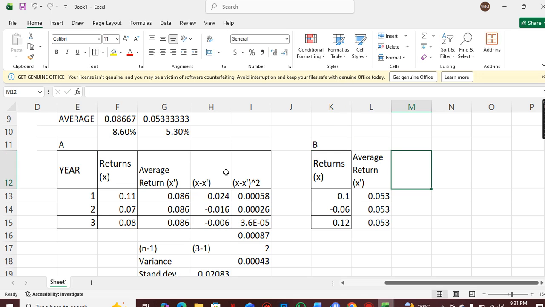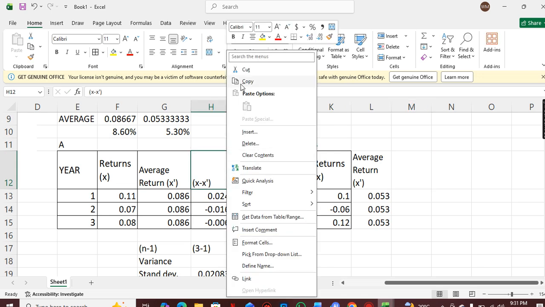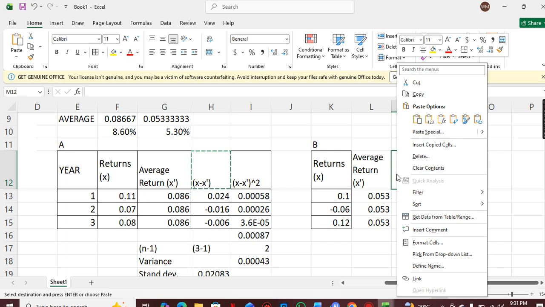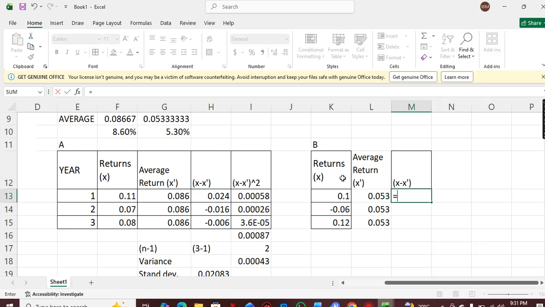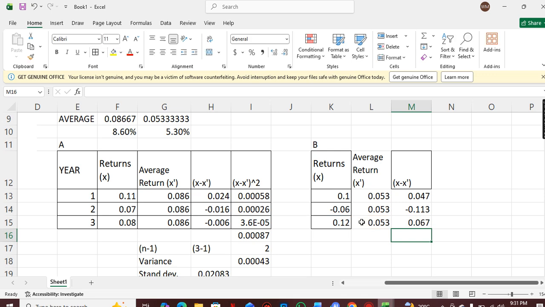Okay, so here we're going to subtract the average from each return: 0.1 minus 0.053, negative 0.06 minus 0.053, 0.12 minus 0.053.